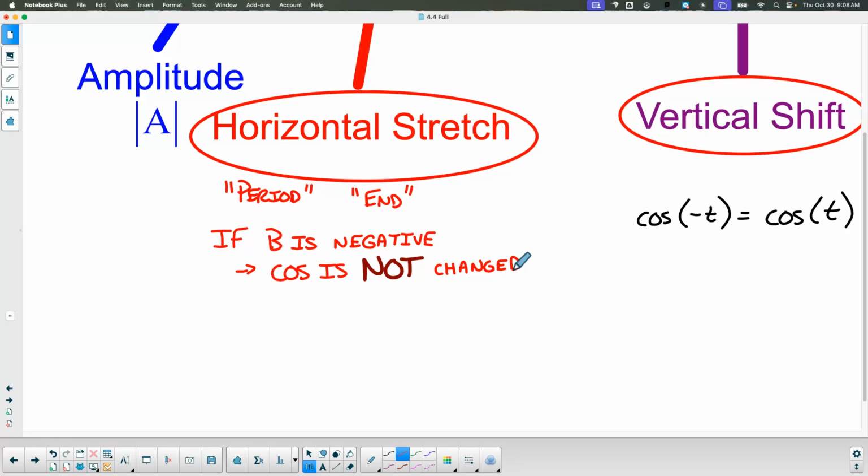But the other obviosity that we learned way back then was that the sine of negative t is negative sine of t, which, if we have a negative B value now, makes it a negative A value. So now the sine function would flip.